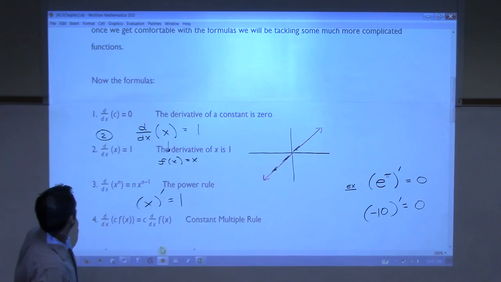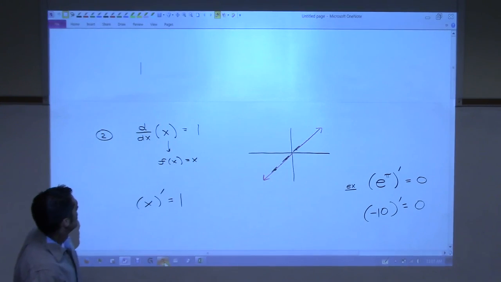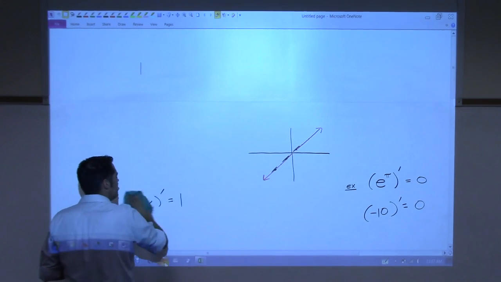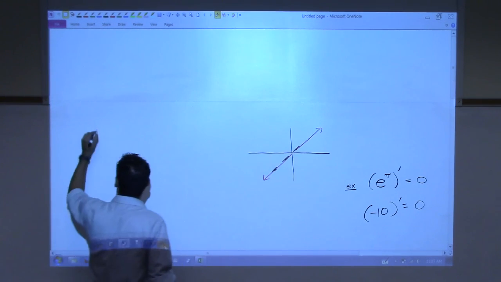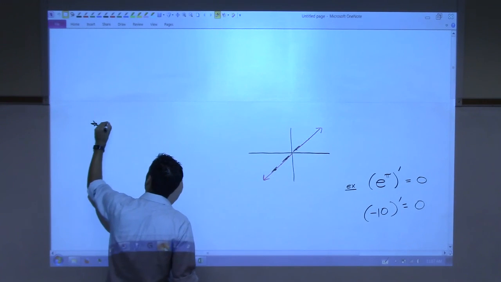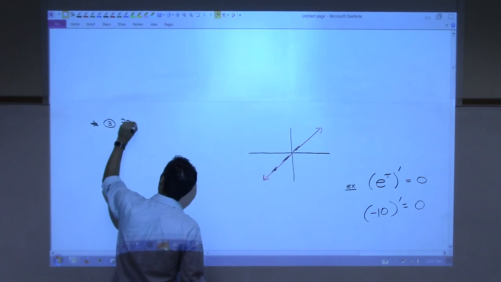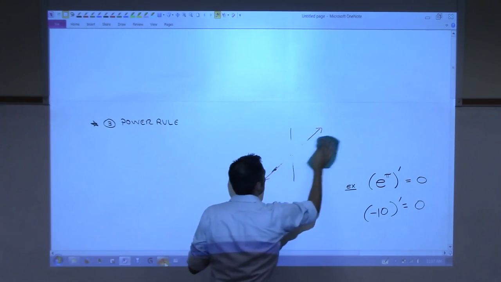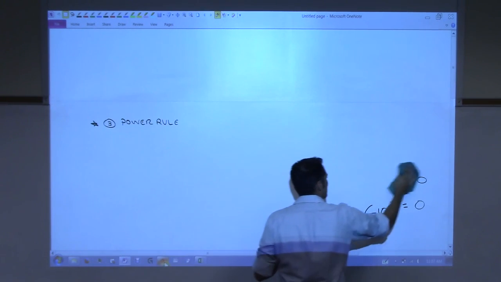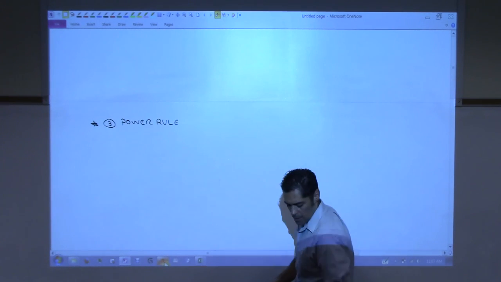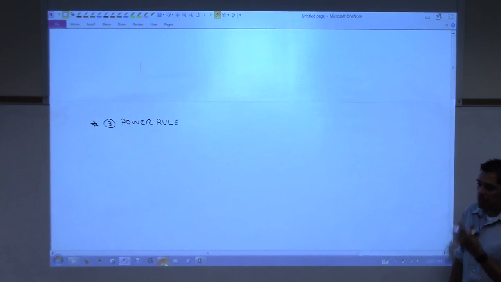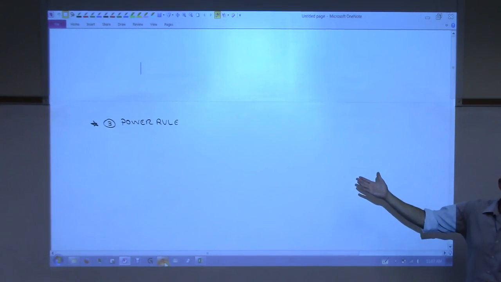Let me just make sure I get to the next one. Okay. All right, the next one, and this is probably the most important rule for today. So I'm going to put a star next to it, third one. This is known as the power rule. This one right here is used a lot, and you'll hear me say it in my homework solution videos, like, oh, you just do the power rule, and this is what I'm referring to.